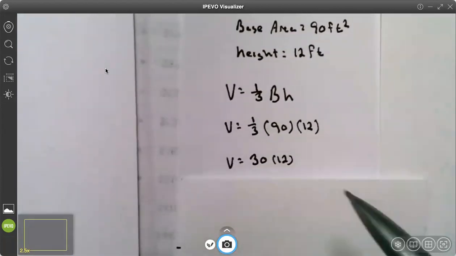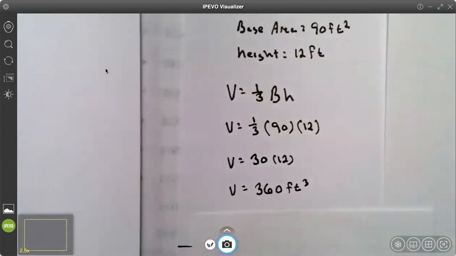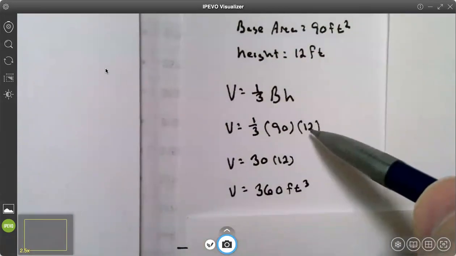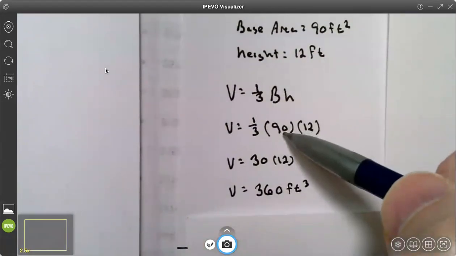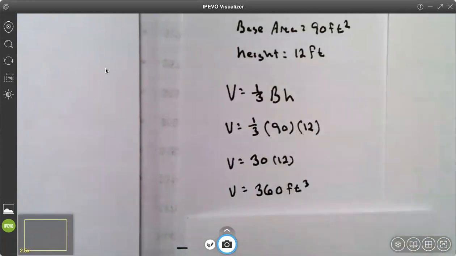So on this one, I chose to say 1/3 of 90 is 30, and 30 times 12 gives me 360 cubic feet. But I could have said 12 times 90 in my calculator, got my answer, left that answer in my calculator, and just hit divide by 3. And that would also give me my answer.